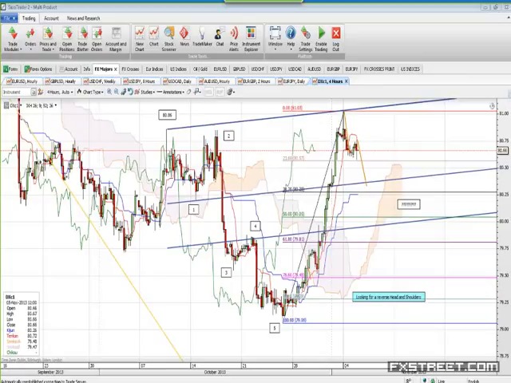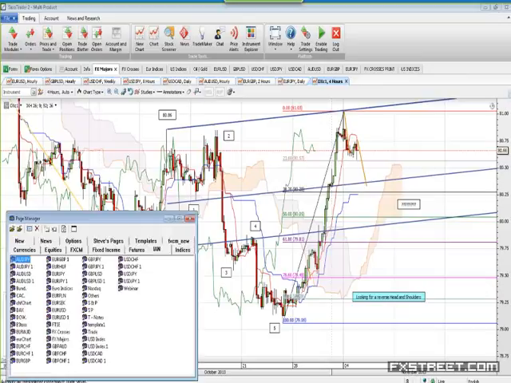So I'm just going to change over to my cable screen. Just do it on this other screen first. That's got my indicator on it.